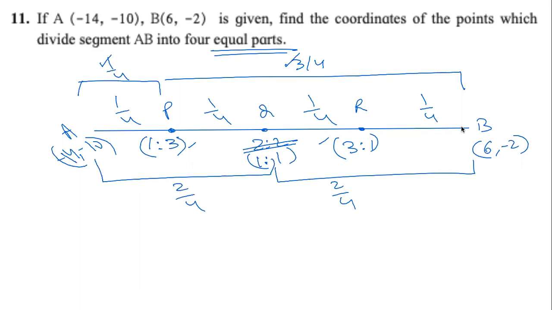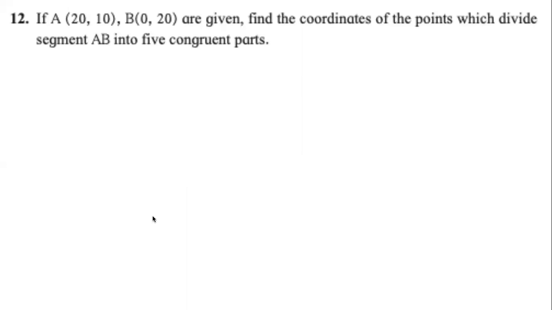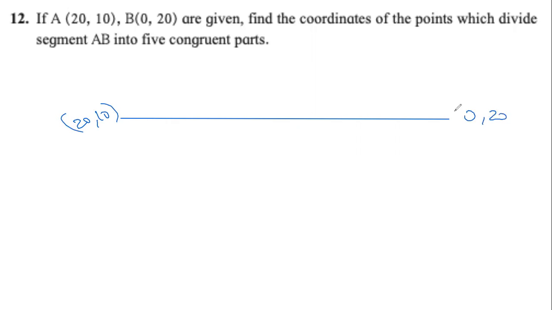Nothing new. Question number 12 of practice set 5.2 is very similar, but it is even more high rigor. It says, now there is a line joining (20, 10) and (0, 20). Doesn't matter where the endpoints are. Our logic remains the same. So we have 20, 10, and we have 0, 20. Now it says 5 congruent parts. 1, 2, 3, 4. 5 congruent parts.